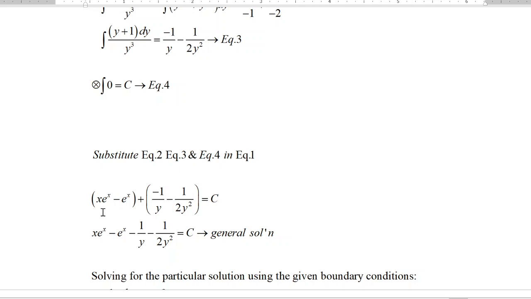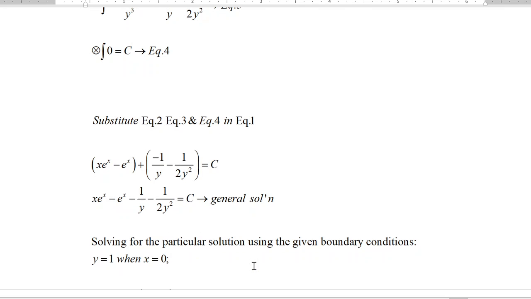So, x e raised to x minus e raised to x plus negative 1 over y minus 1 over 2y squared is equal to c. And then, this will be our general solution. However, we have given boundary conditions. So, we will solve for the particular solution. So, using the given boundary conditions, y is equal to 1 when x is equal to 0.